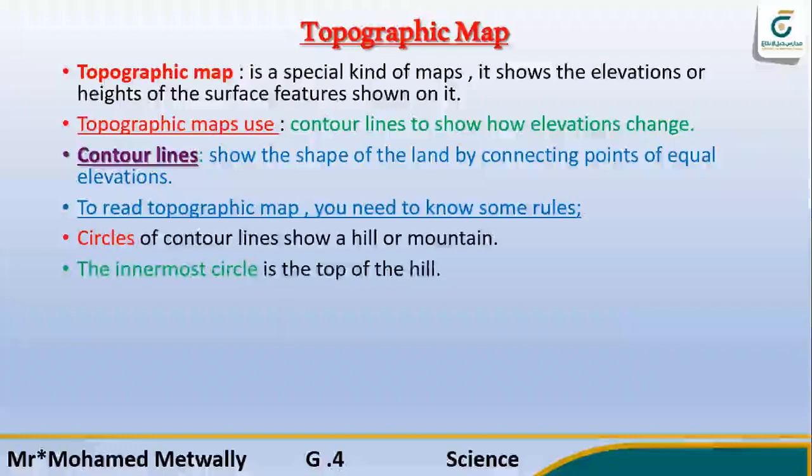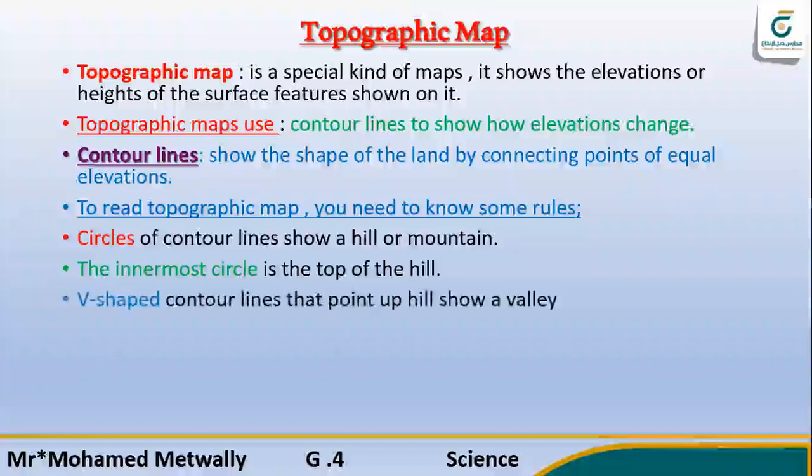Another rule I need to know to use a topographic map and to read it, by the way: the innermost circle. The innermost circle here represents the top of the hill. So if I see the innermost circle on the topographic map, I can understand that it seems to be at the top of the hill.